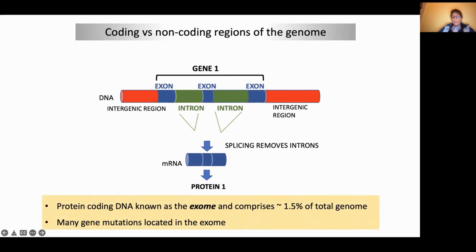The protein coding DNA is known as the exome and comprises about 1.5% of the total genome. This means that it's very amenable to analysis, and we can get rid of the rest of the genome in some ways, which we'll talk about in a moment. Many gene mutations are known to be located in the exome. Whether all of them are or not is a debatable point. Probably they aren't, but we know very little at the moment about the non-coding regions, so we tend to not focus on those.